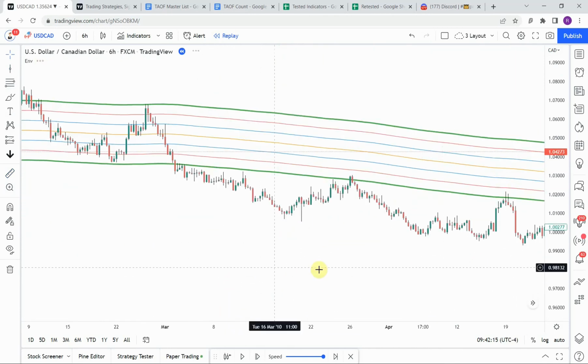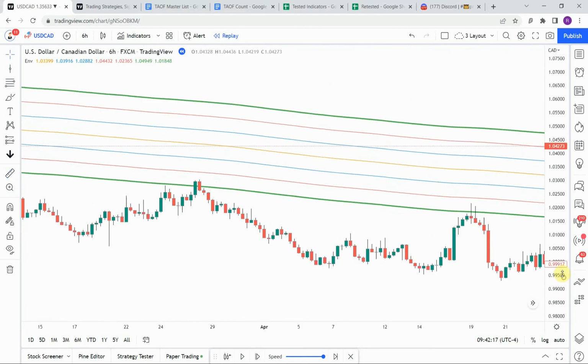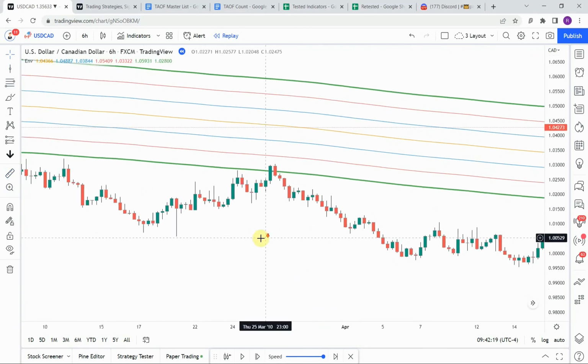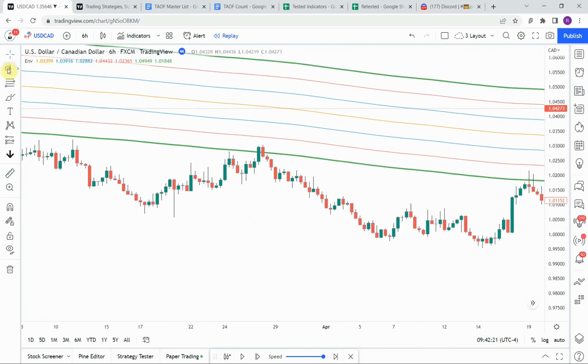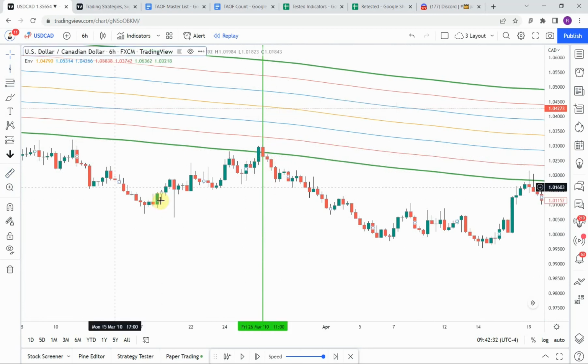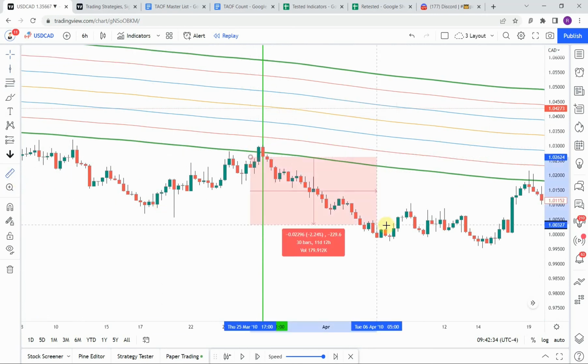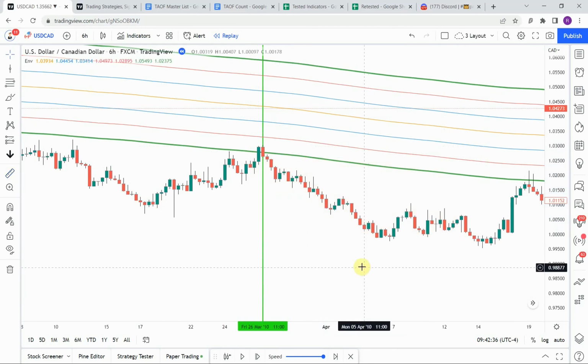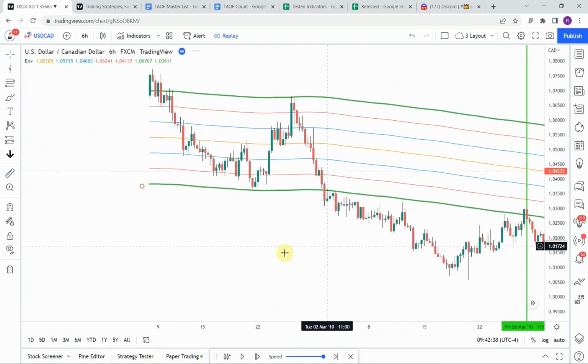Let's see if we can scroll back a little bit here. Here is a good example of a short, and so you can see that price comes back into the envelope here and then breaks back below that lower band or that lower line and closes below it, and then we get a really nice push to the downside there, which also would have gotten us to our take profit.